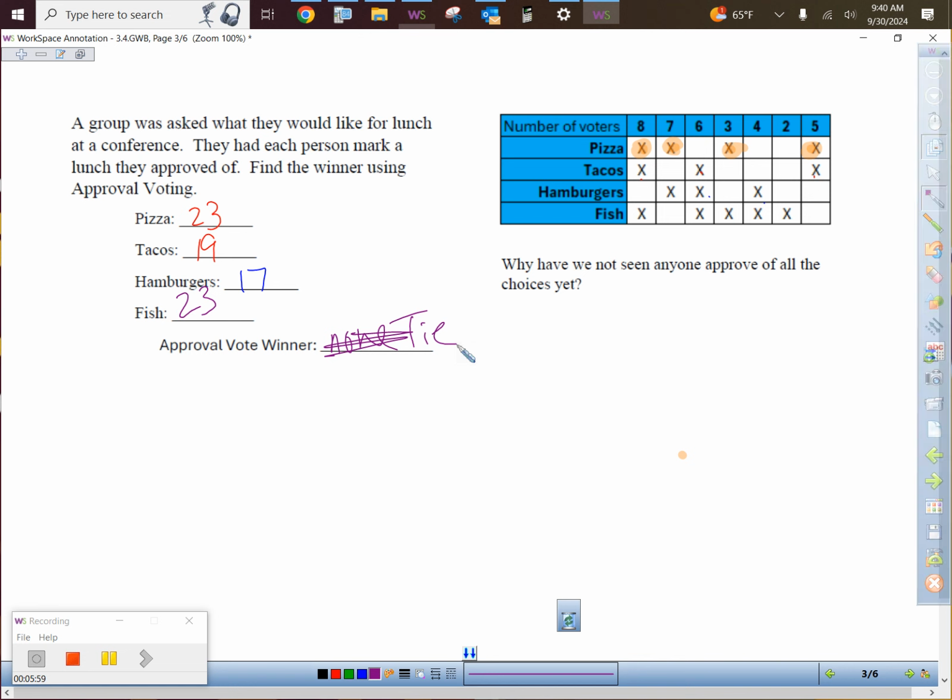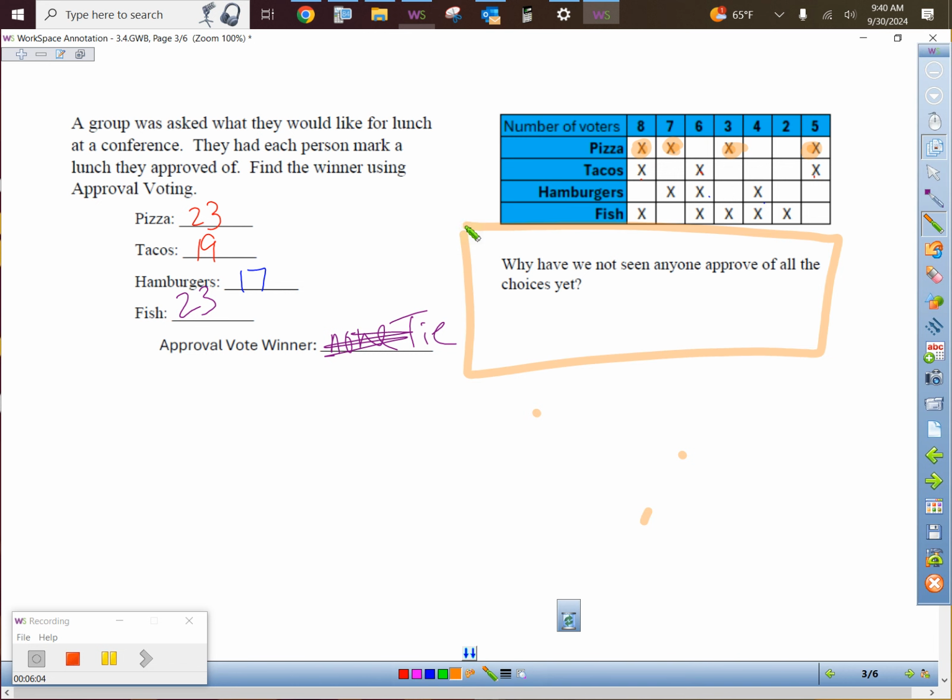Hey, one quick last question here. How come when you look up and down, we haven't seen an X in all 4 spots, or however many spots? How come you don't see an X in every choice? Discuss with a neighbor. Why wouldn't you see that? Here's what it's meaning. Why don't you see a category where every one of them has an X? You know what I mean? Why wouldn't you see that?